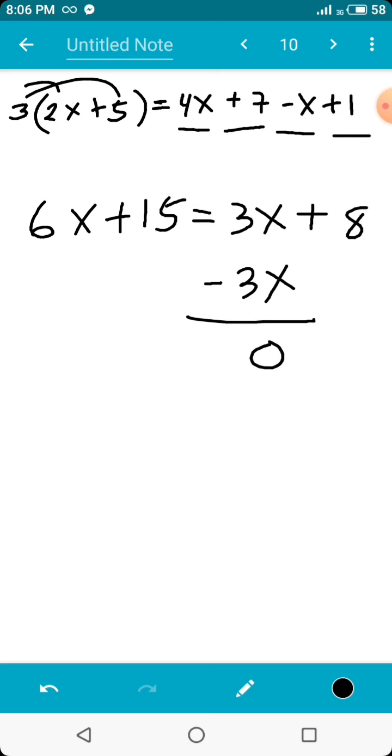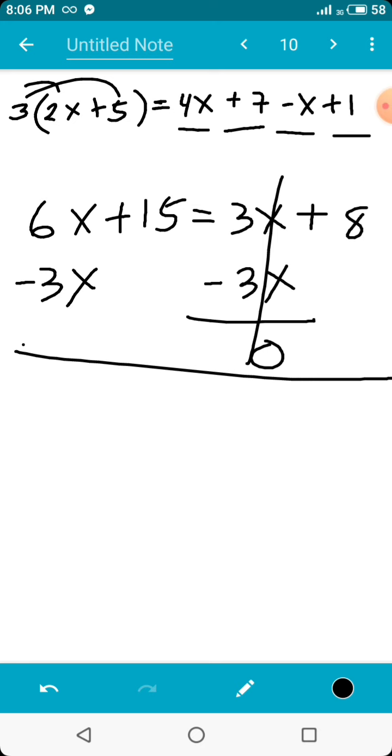Okay? So, 0 na yan. So, ibig sabihin, cancel na sa diyan. And then, i-minus din natin dito. So, 6x minus 3x, we have 3x. And then, bring down yung positive 15. Then, sa kabila, natira na lang ay positive 8. Okay? So, we have now 3x plus 15 equals 8.